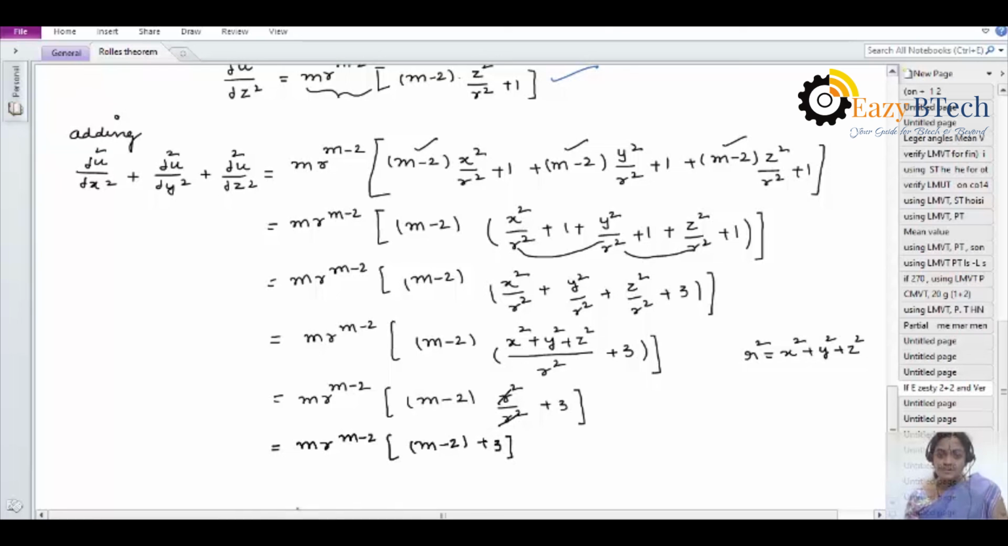Okay, so what is the final answer? M into r power m minus 2 into m plus 1, which implies m into m plus 1 into r power m minus 2. Yes, that's the proof.